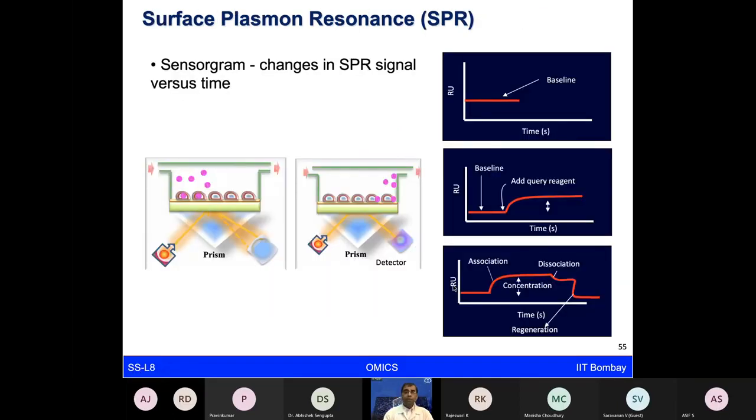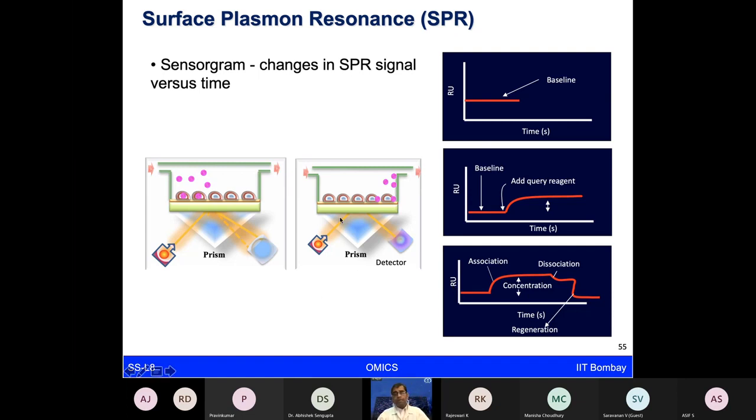Once you have identified some proteins of interest and you want to develop a drug target and see whether the drug is going to bind to these proteins or not, then you have biosensor platforms like surface plasmon resonance or biolayer interferometry or other types of biosensors which are conductance based or reflectance based. Many of these are available.